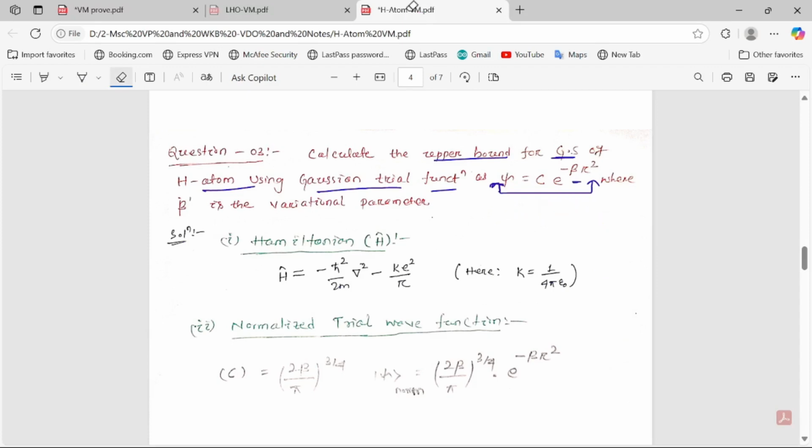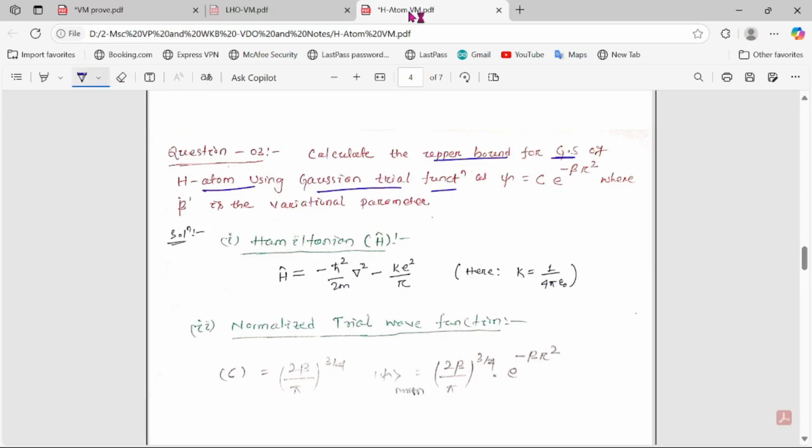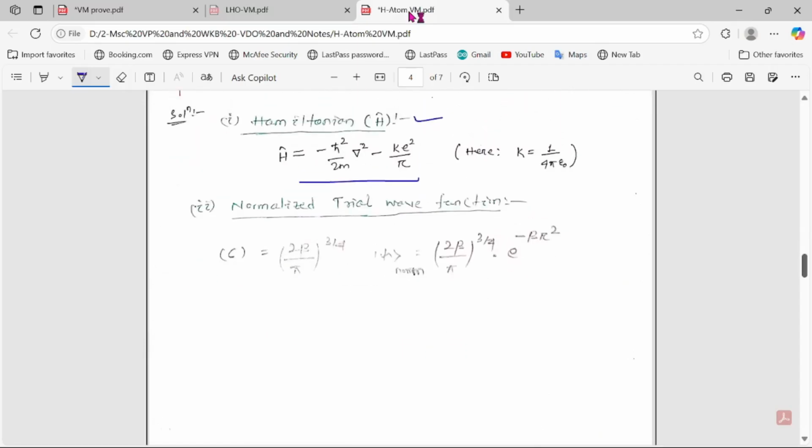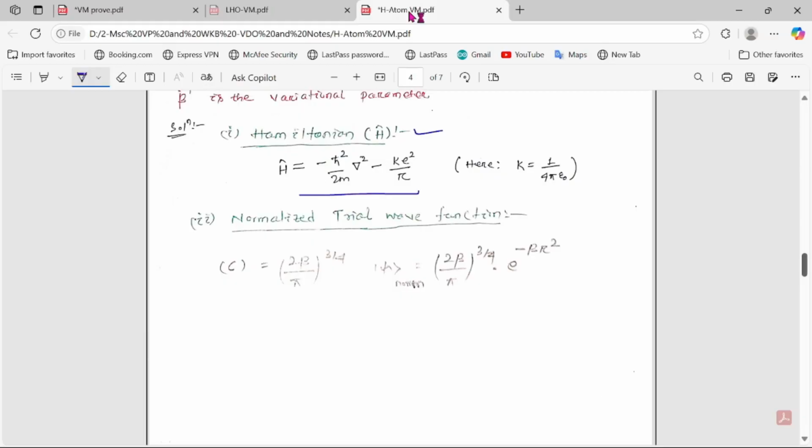You just do it by yourself in your rough work. You can do the same procedure, the same steps. Here I have written the answers for your verification. The Hamiltonian will be written as this one. The Hamiltonian is not changed: k e square by r, or instead of k you can write 1 by 4 pi epsilon naught. And the normalized trial wave function is given here.